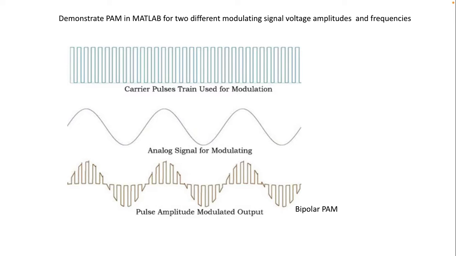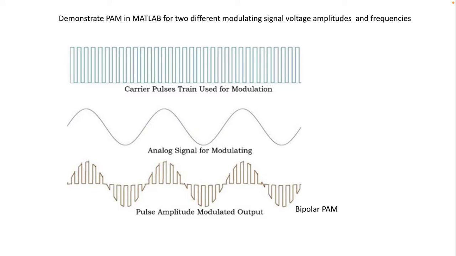The modulating signal is a sinusoidal signal. The pulse amplitude modulated wave is the carrier wave whose amplitude varies according to the instantaneous value of the modulating signal. So bipolar PAM is shown here because it has both the polarities.